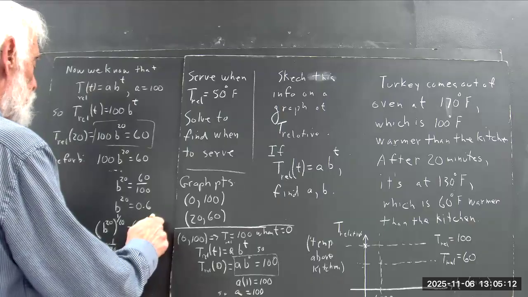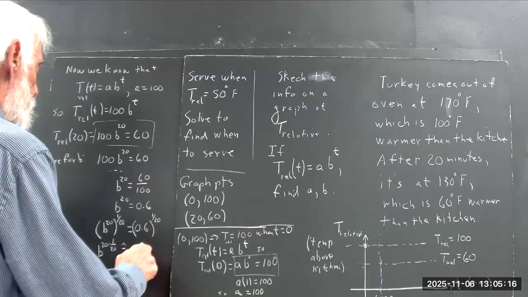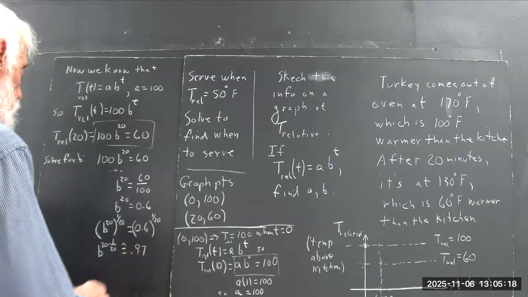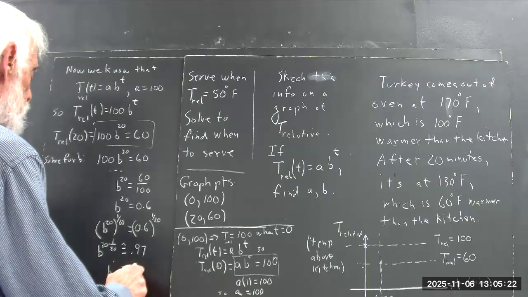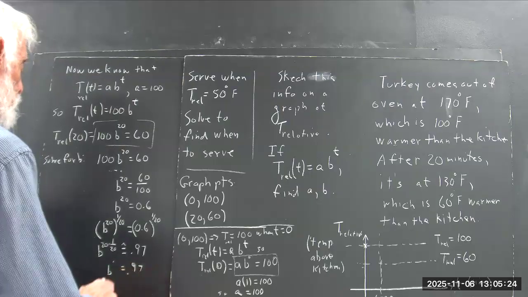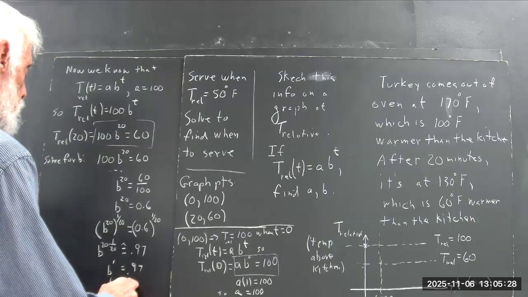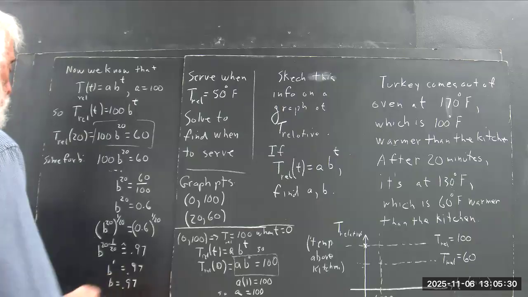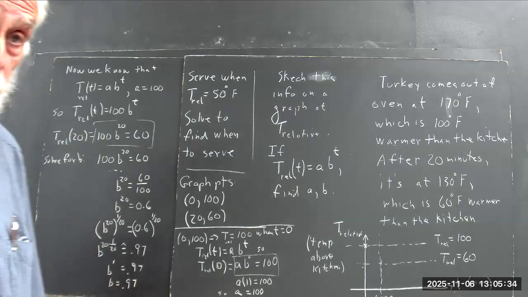And 0.6 to the 1/20th is approximately 0.97. So b to the 1 equals 0.97. So b equals 0.97.